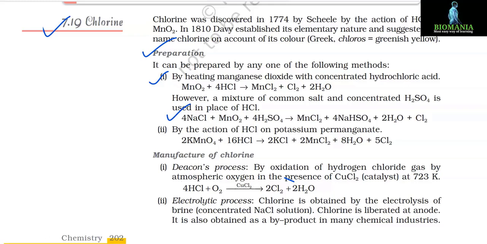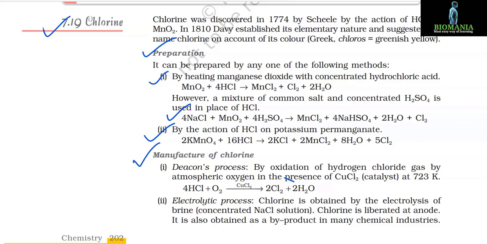4NaCl + MnO2 + 4H2SO4 gives MnCl2 + 4NaHSO4 + 2H2O + Cl2. Number 2, by the action of HCl on potassium permanganate: 2KMnO4 + 16HCl gives 2KCl + 2MnCl2 + 8H2O + 5Cl2. Manufacture of chlorine.